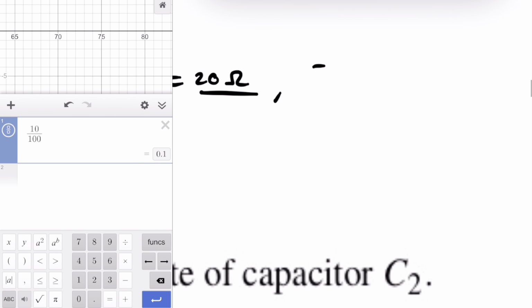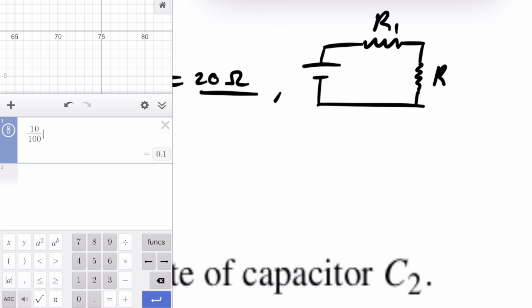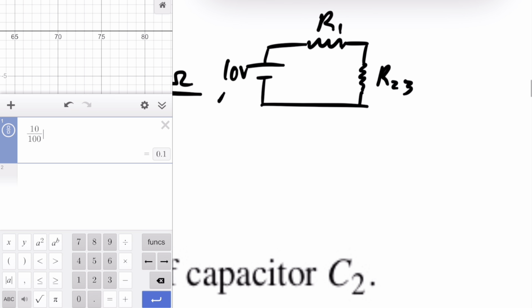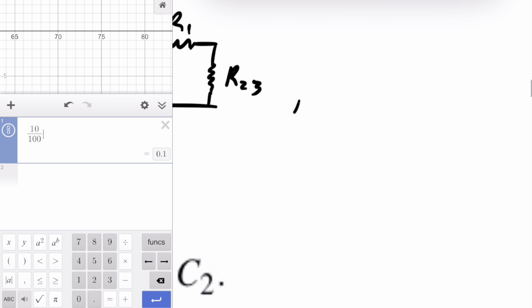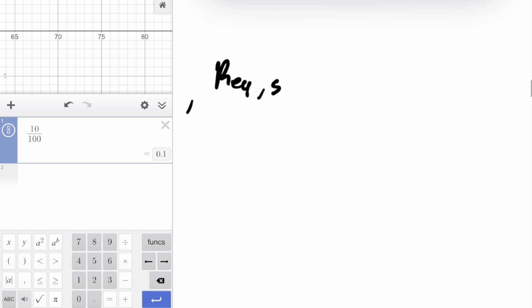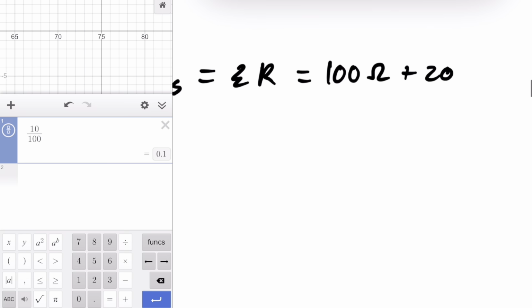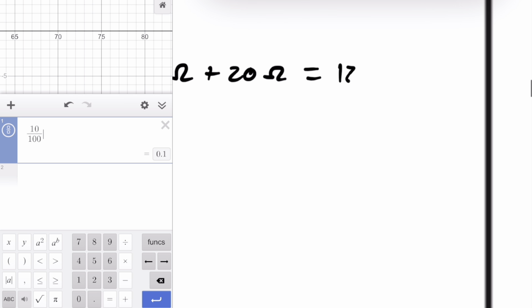just imagined. So our new circuit looks kind of like this. And this is a very simple circuit. Here's R1 and here's R23. You'll just realize here's the 10-volt battery. Hey, these two are in series. So the equivalent resistance of resistors that are in series is equal to the sum of the resistors that are in series, which was 100 ohms plus what we just calculated, 20 ohms, giving us 120 ohms. So that's the equivalent resistance.